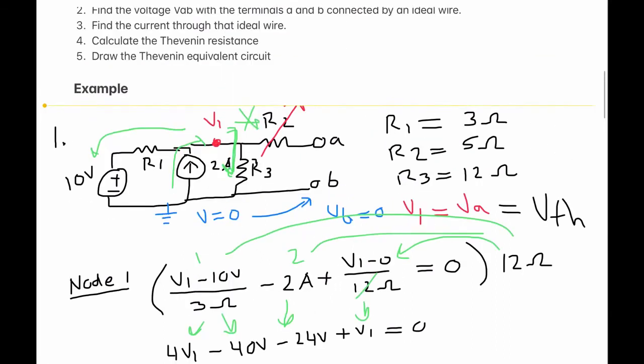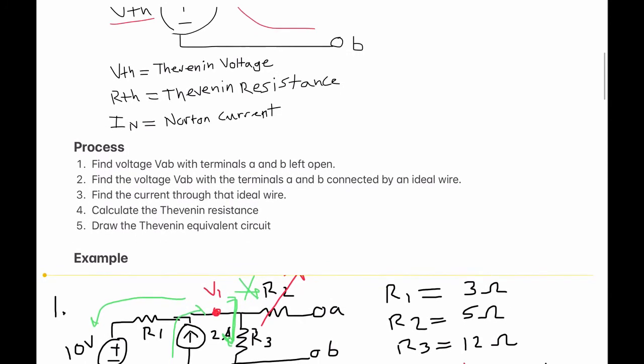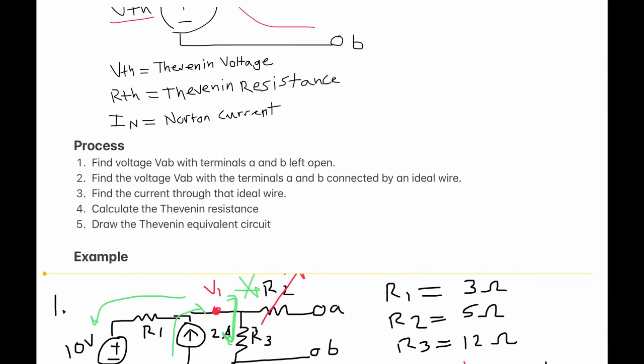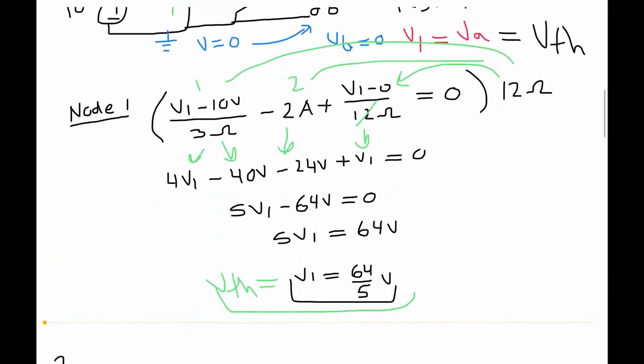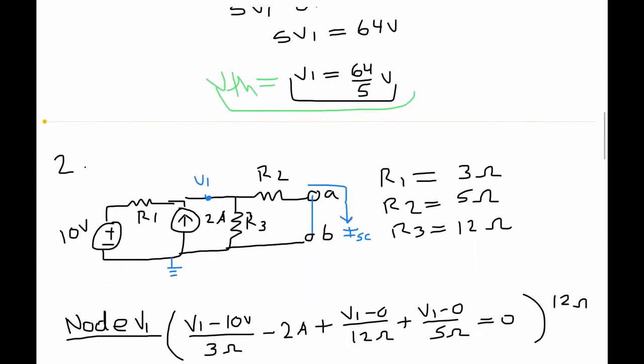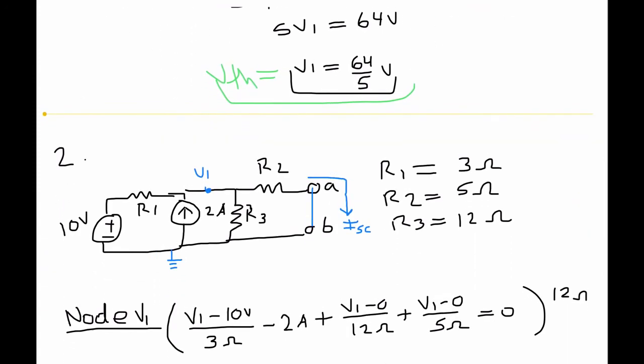So we're going to take that, we're going to save it for later, because we need to go on to the next step now, which is to find the voltage again, but this time we need to connect terminals A and B. And the reason we have to do this is so we can get our short circuit current, which here is shown in blue.